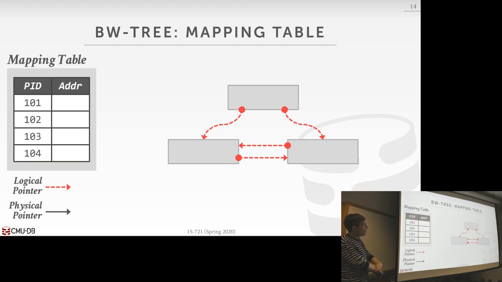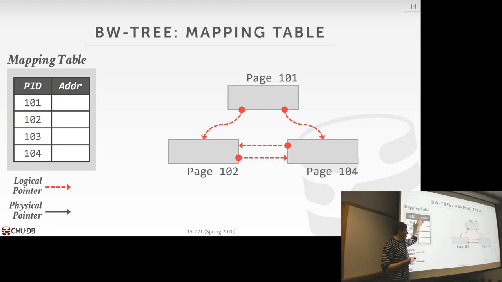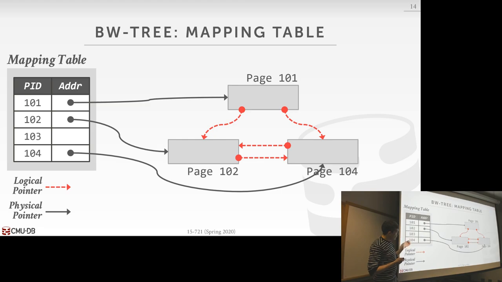Here we have a three-node BW tree. The first thing to point out is that we have our mapping table, and every node is assigned a page ID or a node ID: page 101, 102, 104. In our mapping table we have physical pointers that tell us the starting address for each of these nodes. I'll denote this in all these diagrams: the solid black line represents the physical address, and the dotted red lines represent the logical addresses.